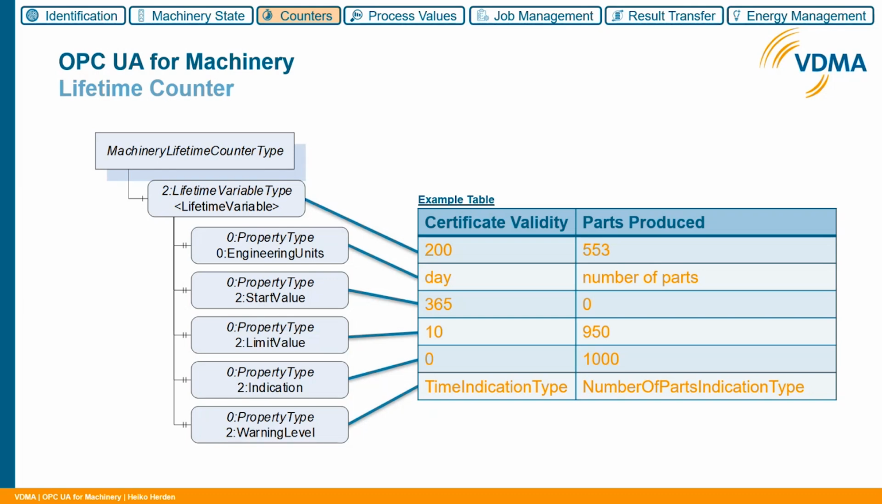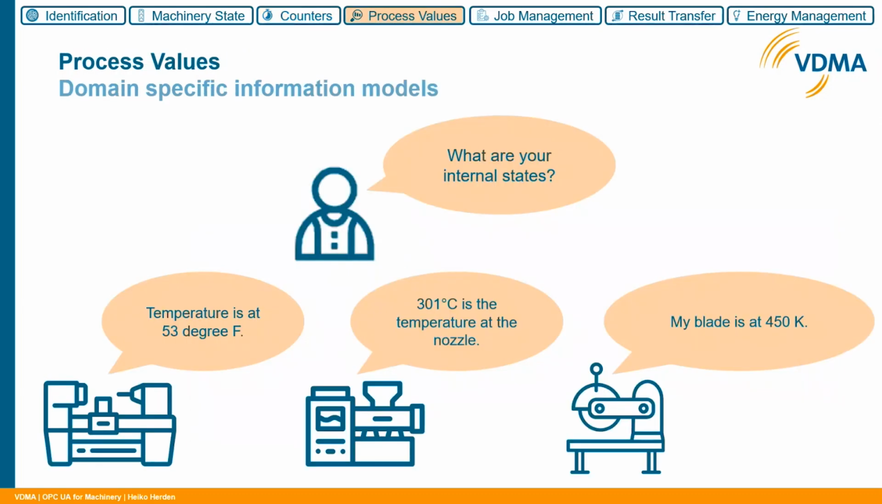And let's go on to the process values. Like I mentioned, the process values now is the part 2 of OPC UA for machinery. And this one is meant for getting information about values that are usually measured by sensors, for example, a temperature, in the same way. So if I would ask my different machines with their different sensors, at the moment I might get the right information, but I might get it in a different format. For example, here temperature is at 53 degrees Fahrenheit or 301 degrees Celsius is the temperature at a nozzle, or something says my blade is at 450 K.